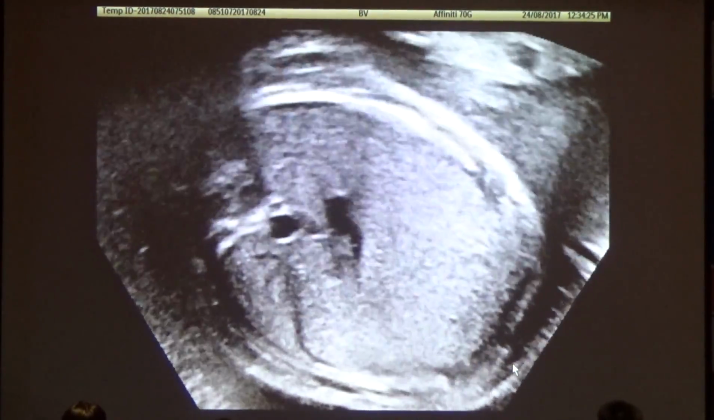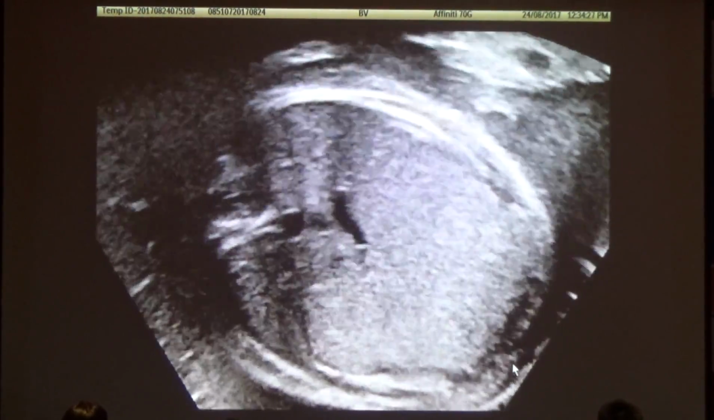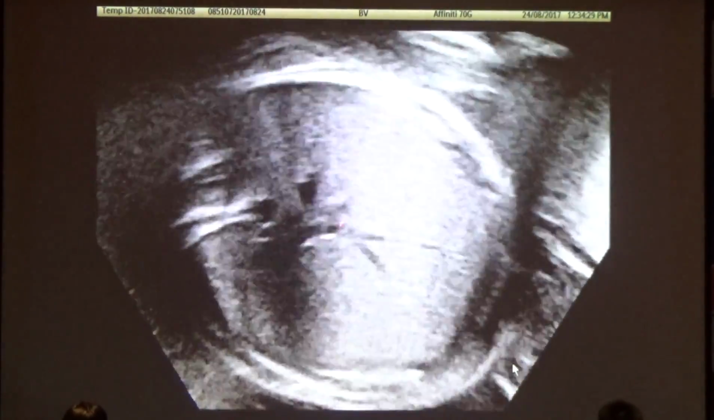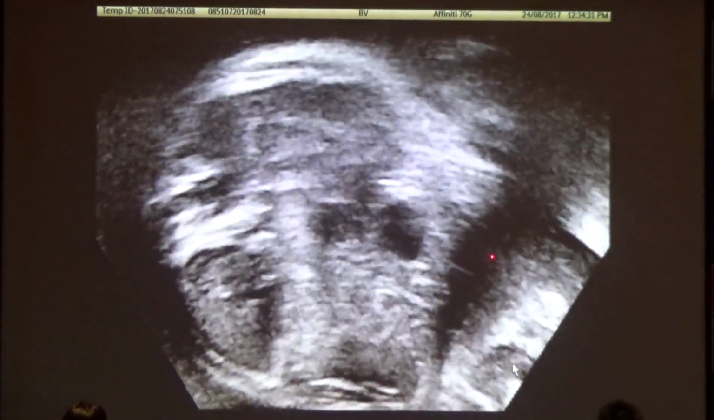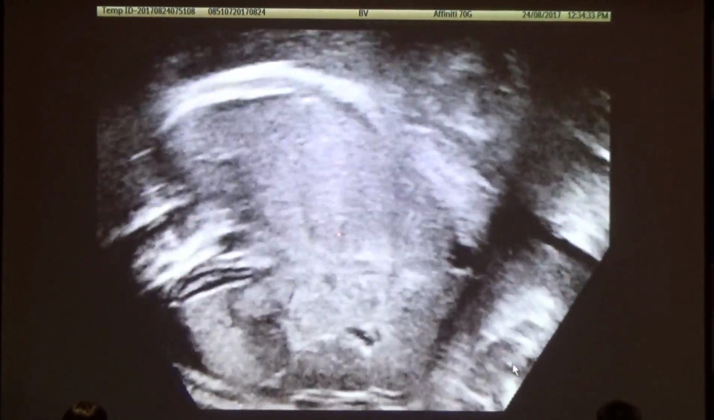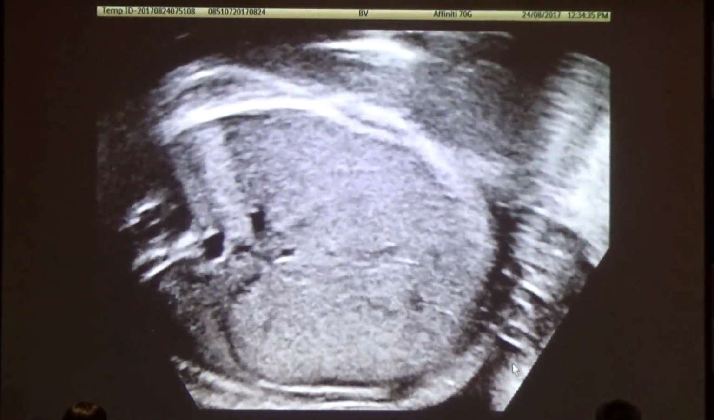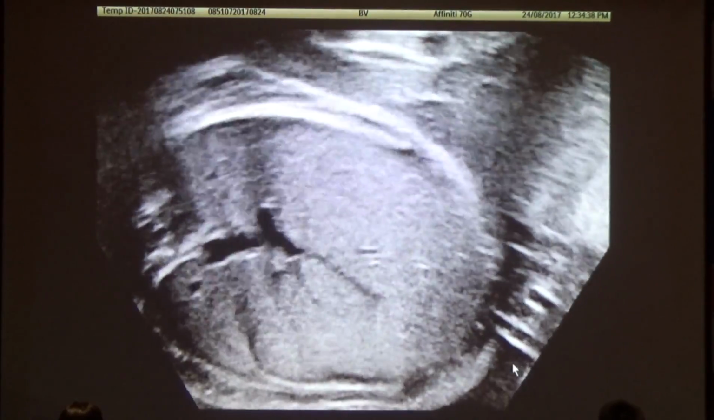This afternoon I'm going to be talking about, hopefully, the physiology of transposition of the great arteries, and some of the features of a restrictive atrial septum. Bladder, stomach, hepatic vein, umbilical vein.